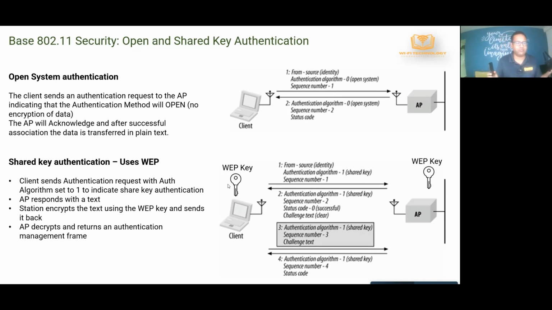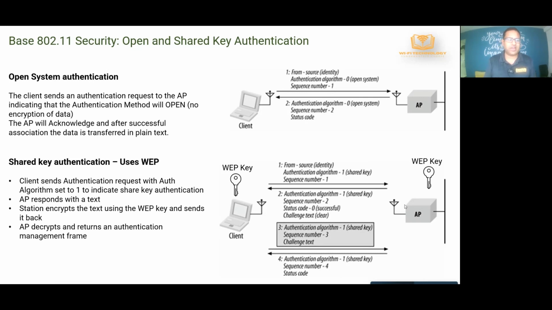Remember the example I gave you about Chris and Rob? They are first trying to authenticate each other. That's the first step. And so to do the authentication, you do something called shared key authentication. So now the client and the AP both have the WEP key. The client will send an authentication request, and it will say, I'm using shared key authentication.